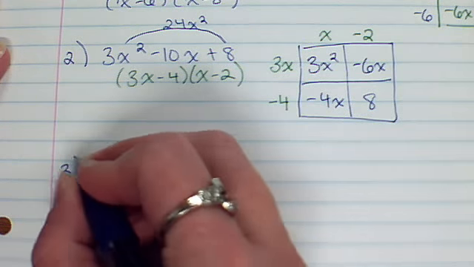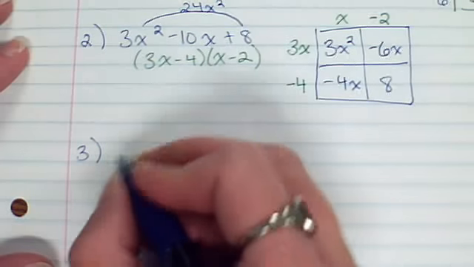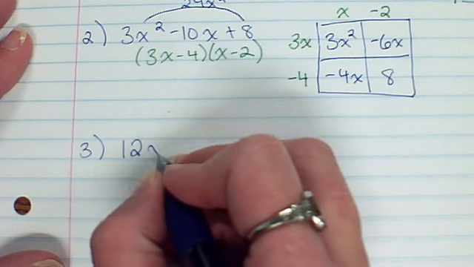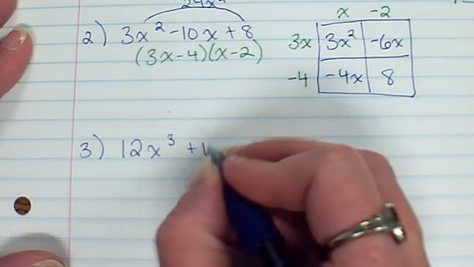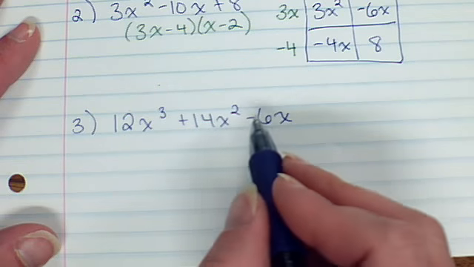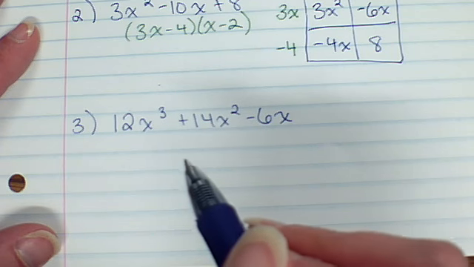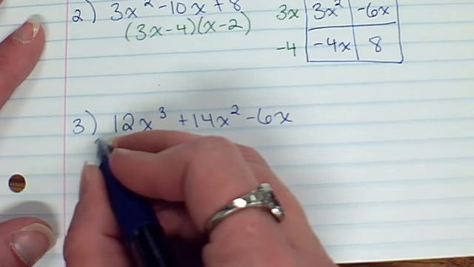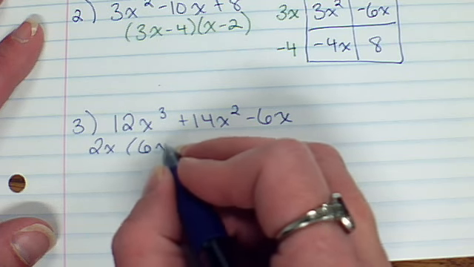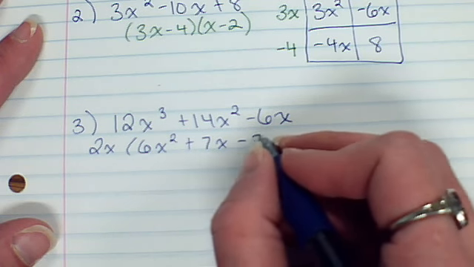Last one. What if it's all combined? What if we have a GCF and we're going to have to factor it? 12x cubed plus 14x squared minus 6x. This has a GCF. Do you notice they all have at least an x? They're also all divisible by 2. So we could factor out a 2x. And then we've got 6x squared plus 7x minus 3.